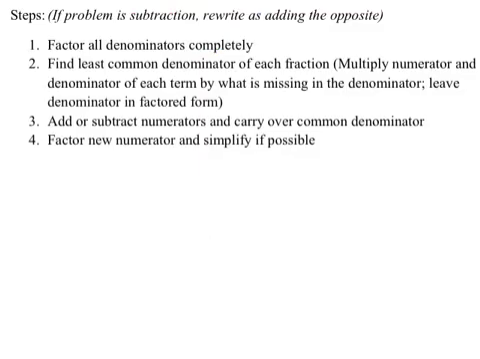So we have 4 steps. Factor the denominators completely. Find the LCD of each fraction. Okay, remember, just multiply by what's missing over what's missing. Leave the denominator in factored form, like I mentioned. Okay? Add or subtract the numerators and carry over the common denominator. Factor the numerator and simplify if it is possible. Was it possible in the last example? No, we couldn't factor that numerator.